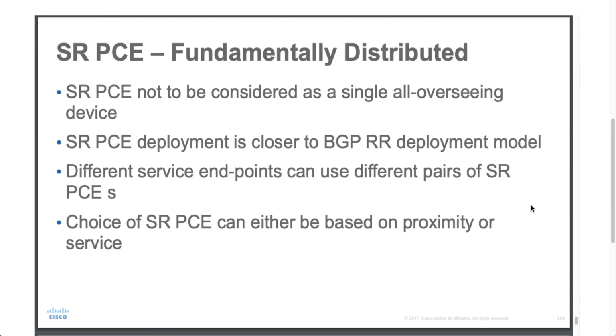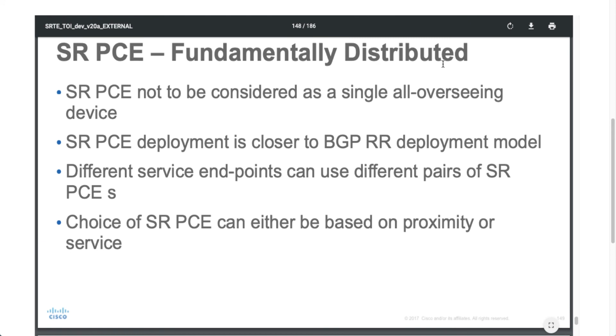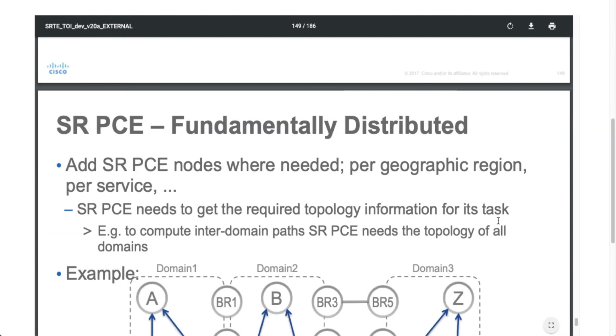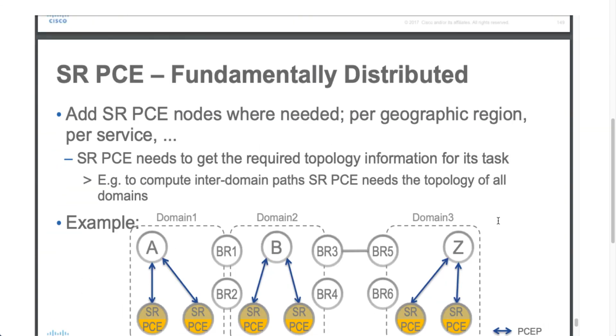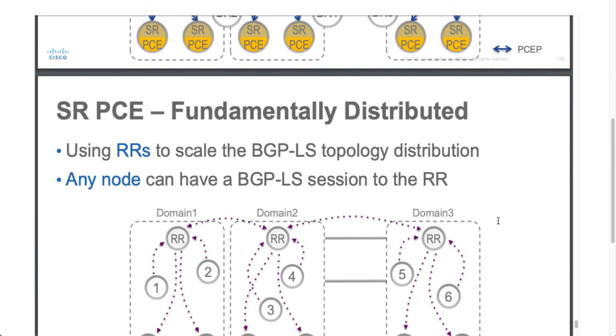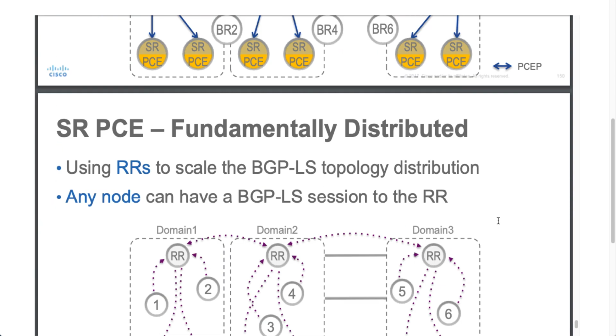It talks about how SR-PCE is fundamentally distributed. SR-PCE is not to be considered a single all-overseeing device. SR-PCE deployment is closer to a BGP-RR deployment model. Different service endpoints can use different pairs of SR-PCE. The choice of SR-PCE can be based on either proximity or services. Again, this talks about how it is fundamentally distributed, just comparing with the RR.